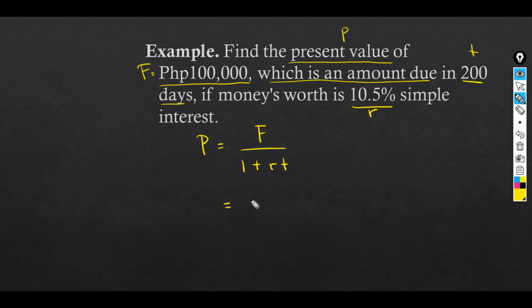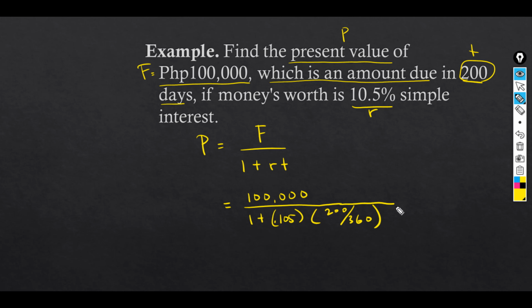So, our F is 100,000 over 1 plus, our rate is 10.5% or 0.105, times the term. Our term is 200 days. How do we handle 200 days? When it's in days, it's 200 over 360. Why 360? The 360 is called the banker's rule. In banks, that is what is used.